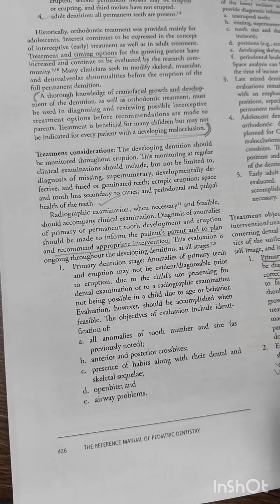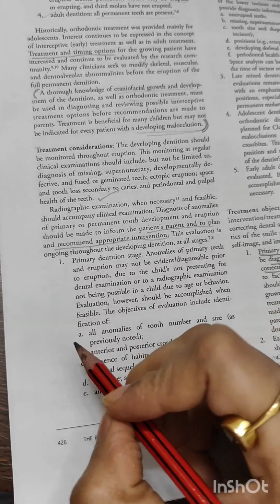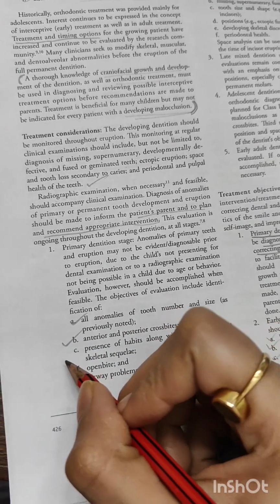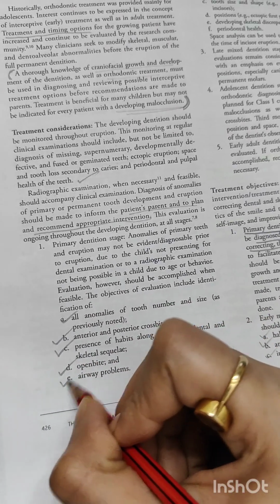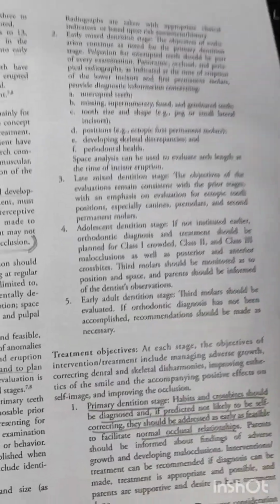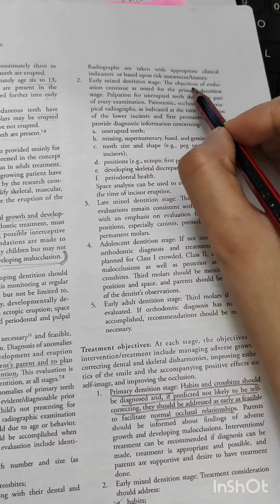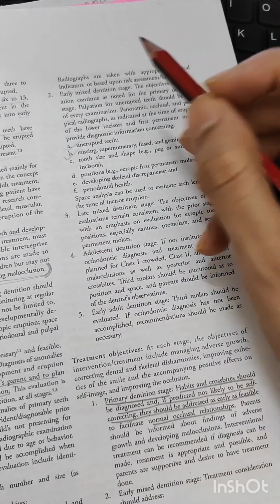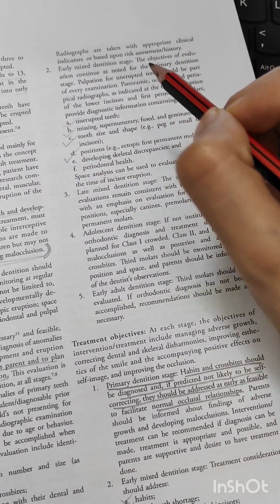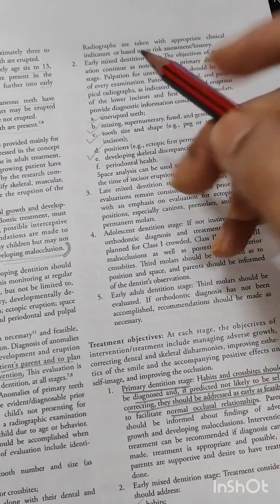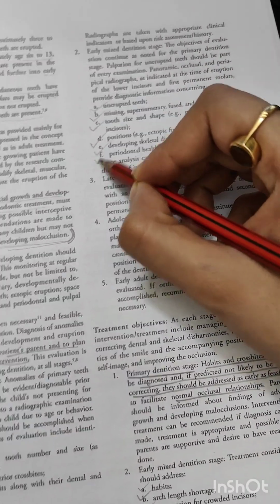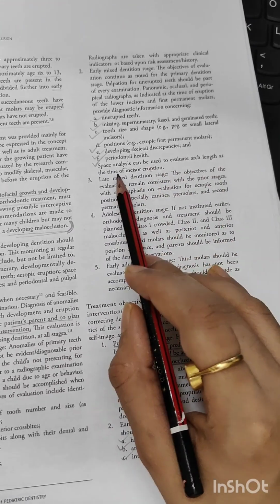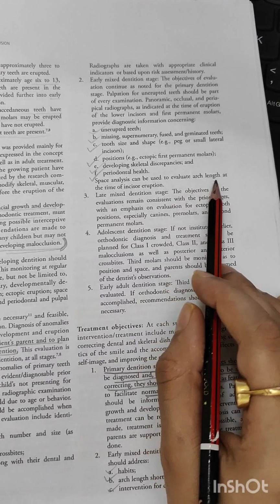So, the objectives of evaluation should include all anomalies of tooth number and size, anterior and posterior crossbites, presence of any habit, any open bite, any airway problem. Radiographs should be taken if needed. Then for the early mixed dentition stage, the objective should be to diagnose any unerupted, missing, supernumerary, fused or geminated teeth, tooth size and shape, position of the first permanent molar cusp, developing skeletal discrepancies, or periodontal health. Then space analysis can also be done to evaluate the arch length at the time of the incisor eruption.